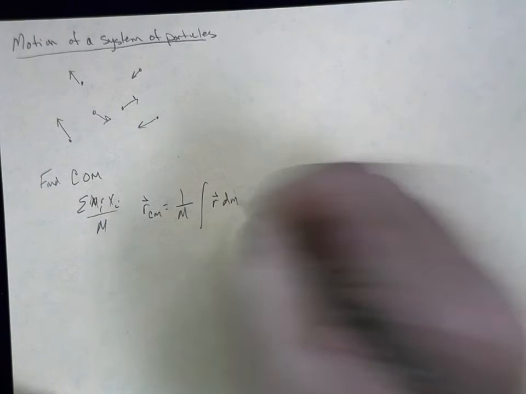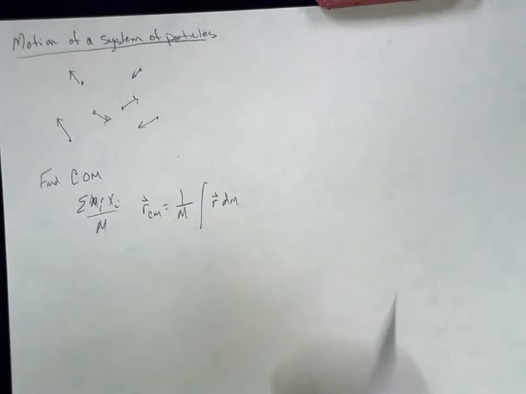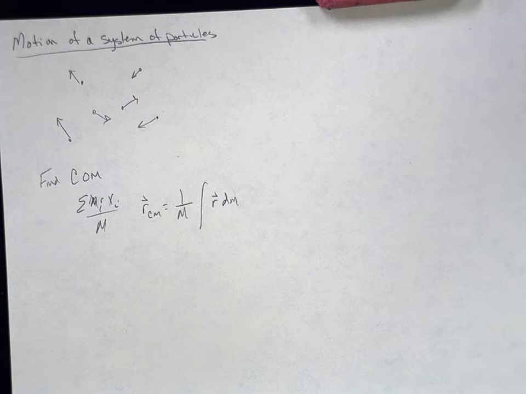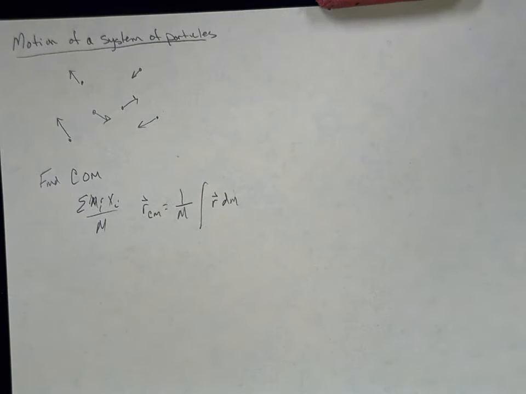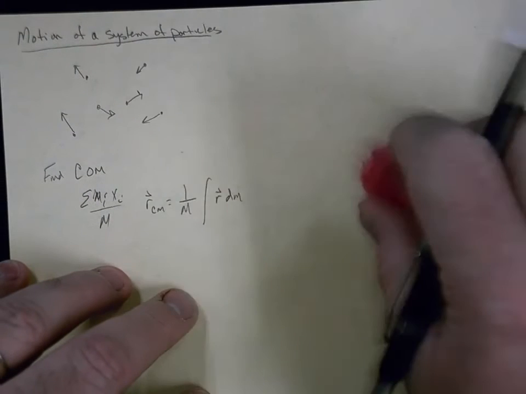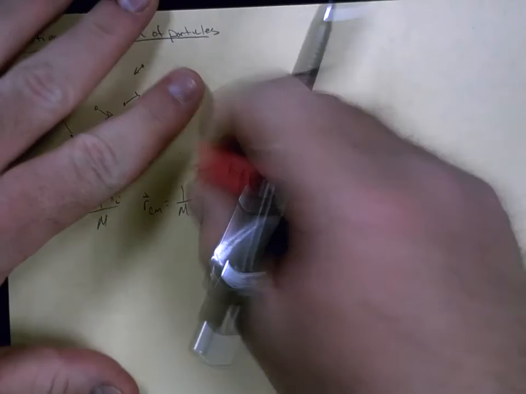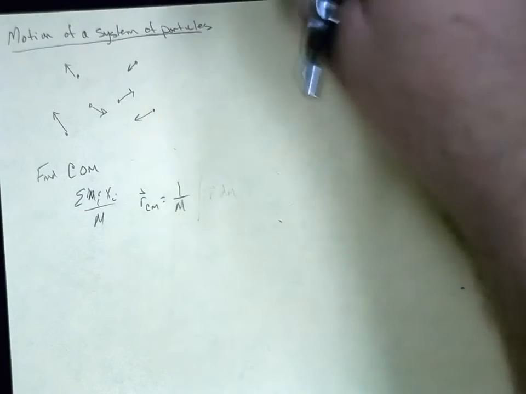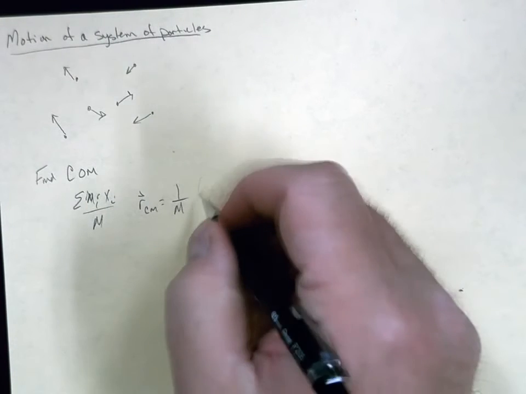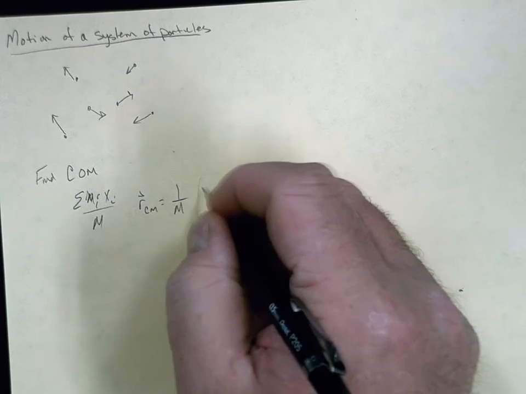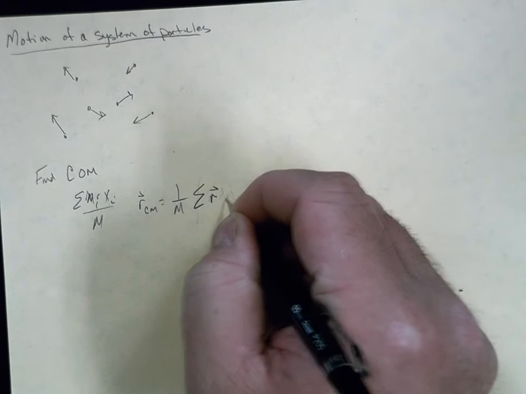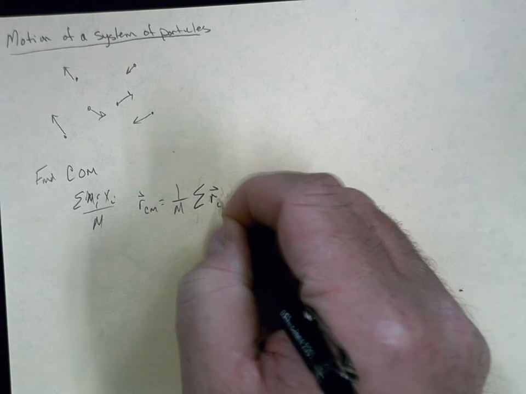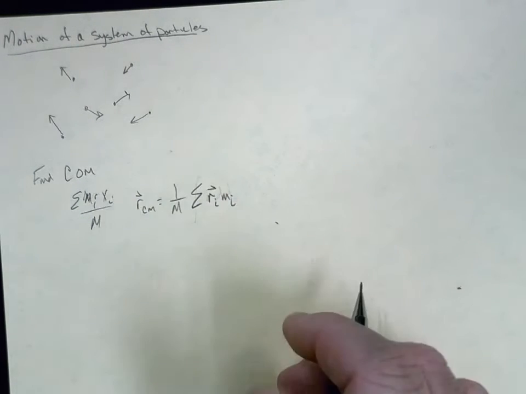Well, actually, that's the integral of it, but instead of jumping straight to the integral, it's really going to be 1 over mass times the sum of all the individuals, because if it's a system of particles, then we're really counting all of the individuals. So it's going to be the sum of r_i m_i as i goes from 1 to infinity.